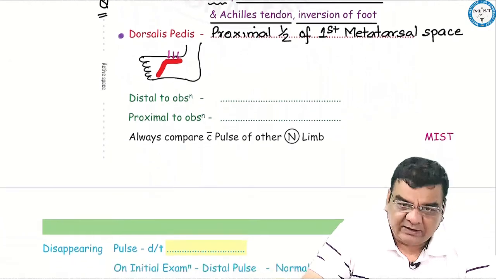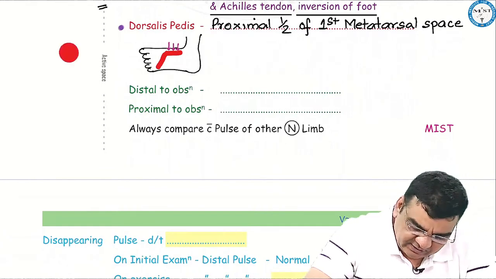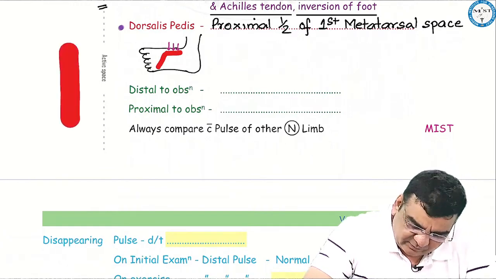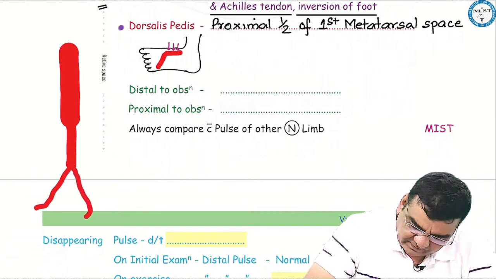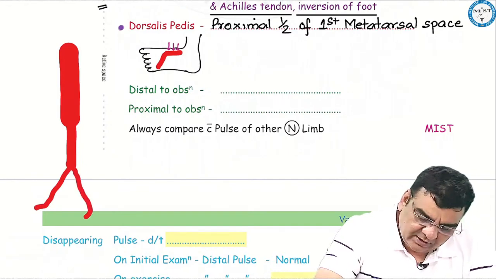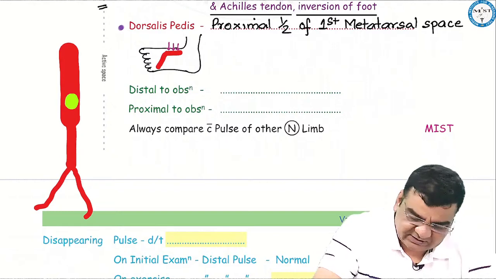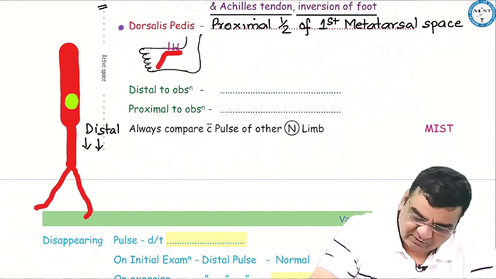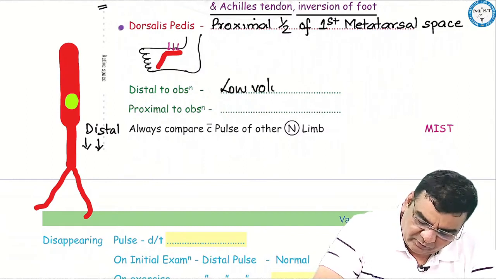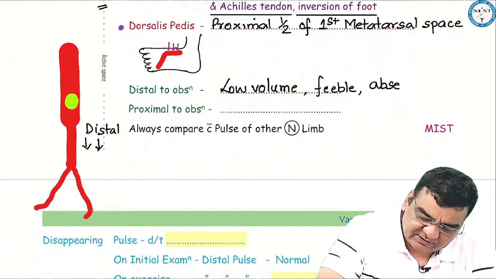Now, in arterial obstructions, when there is a traffic jam in the artery, let me remind you: if this is the femoral, this is the popliteal, and these are the anterior and posterior tibial, and there is a traffic jam in this particular area, what will be the nature of pulses distal to the obstruction? Since the blood volume has gone down, distal pulses will be feeble or low volume, or sometimes they can even be absent.